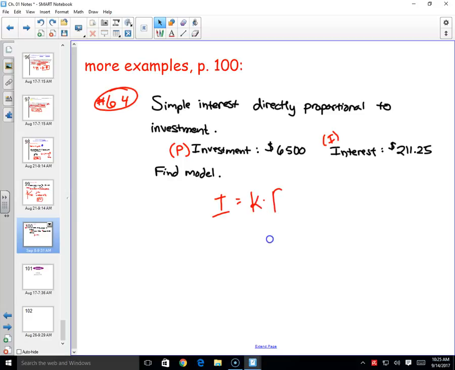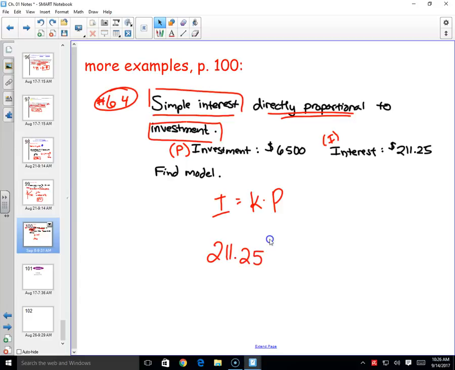Remember, keep your constant of proportionality, right? It's just K, and K times P. So we have our simple interest, so I call it I, equals K times P, right? So you guys plug in as I speak, hopefully. Hopefully it's 11.25.